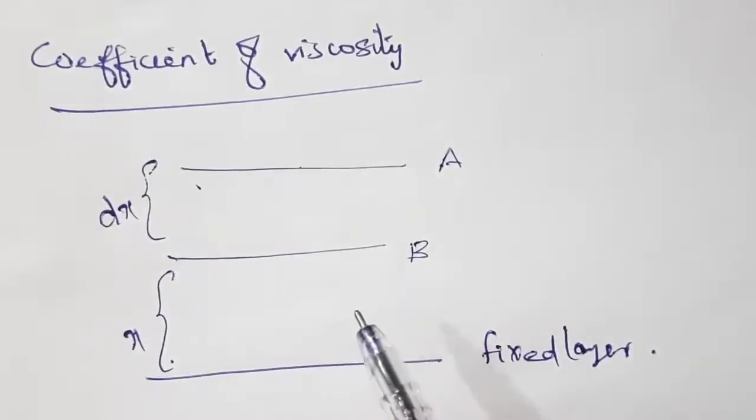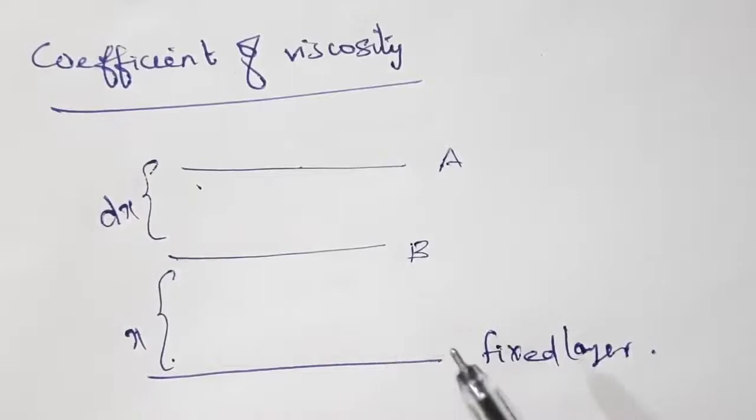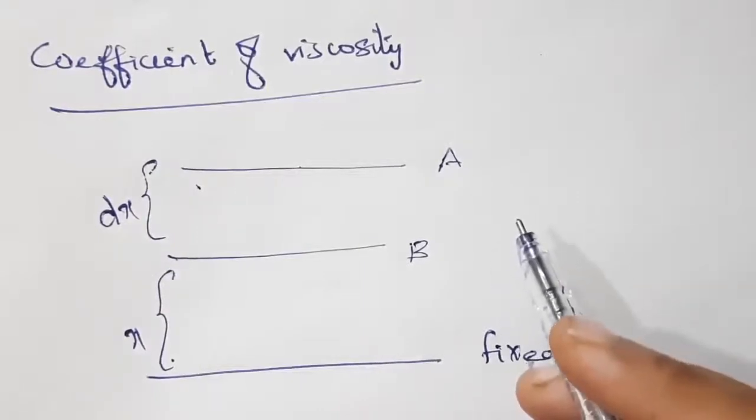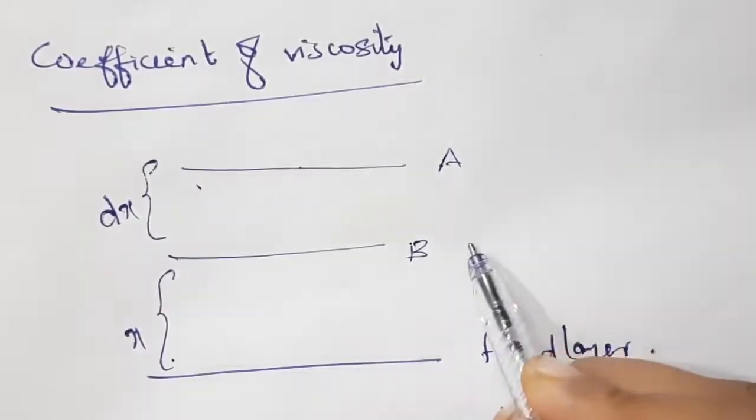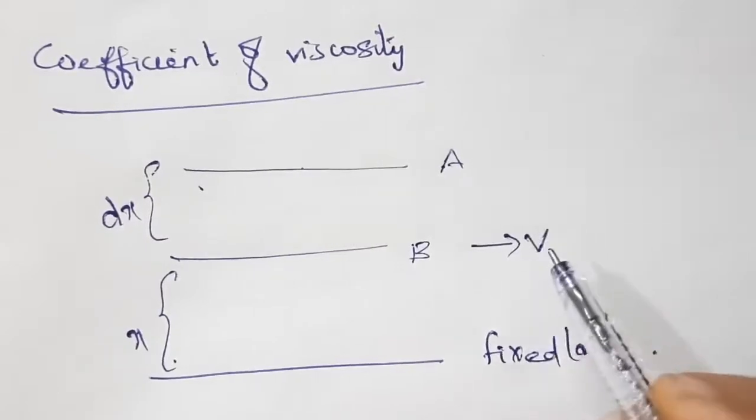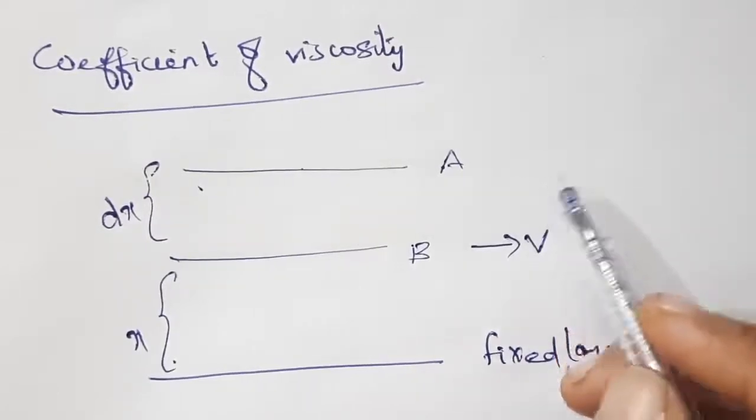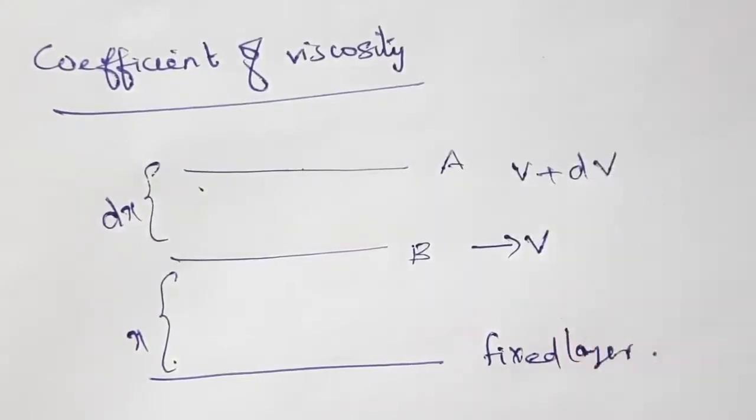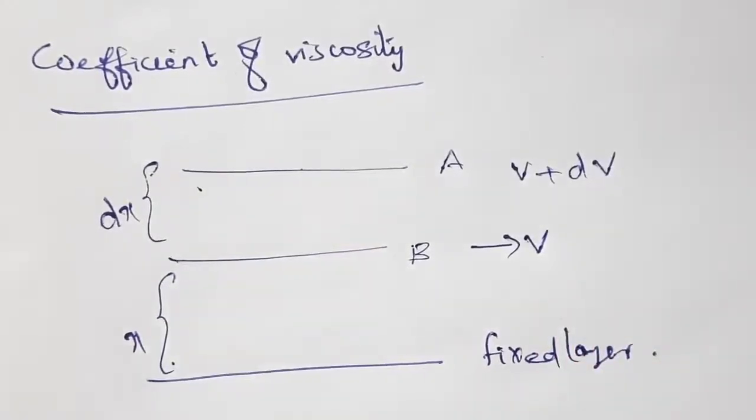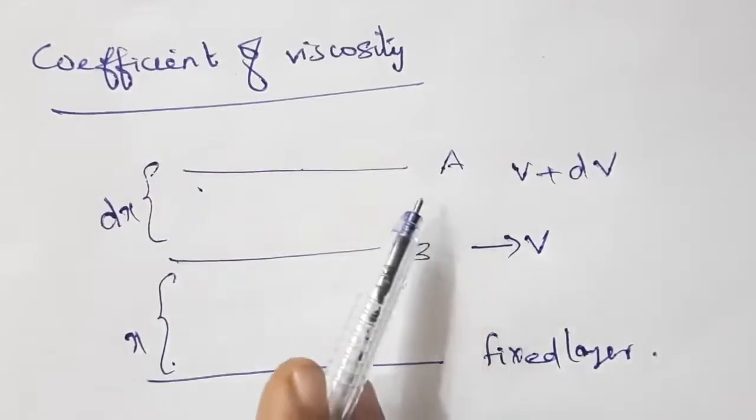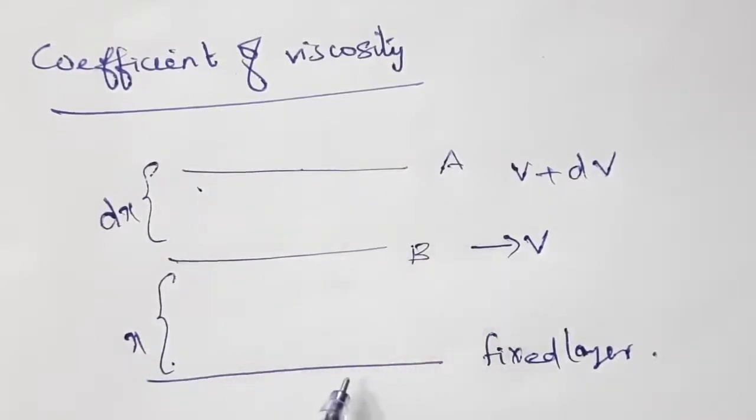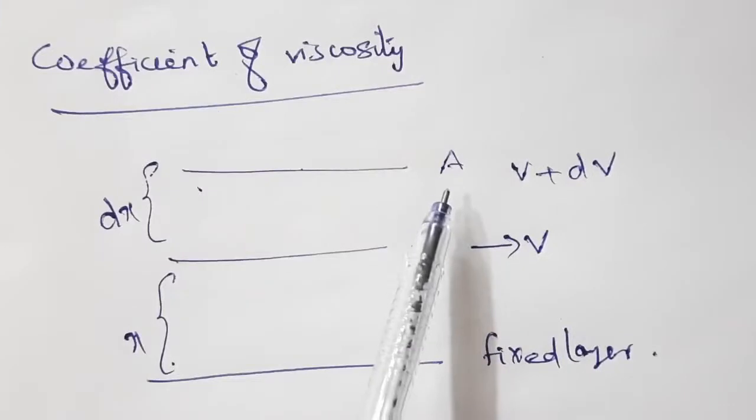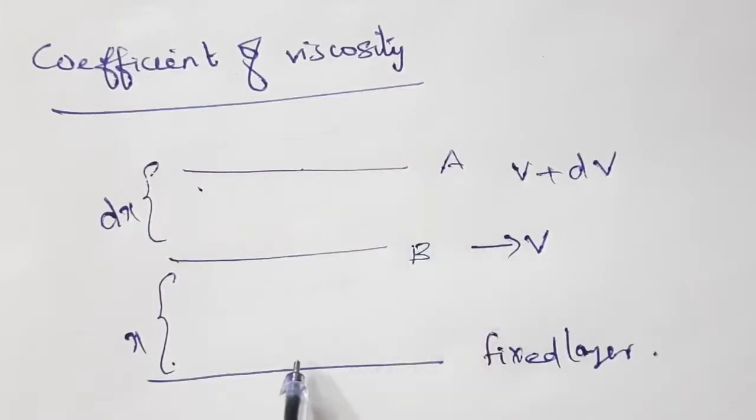So the velocity of these layers we can consider as follows: the velocity of the fluid at layer B is v, and the velocity of the fluid at layer A is v plus dv. Actually, the velocity will increase when it moves away from the fixed layer. The velocity of the fluid gets increased when it is moved away from the fixed layer.